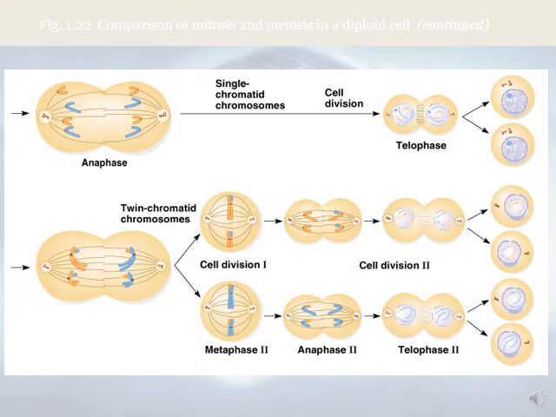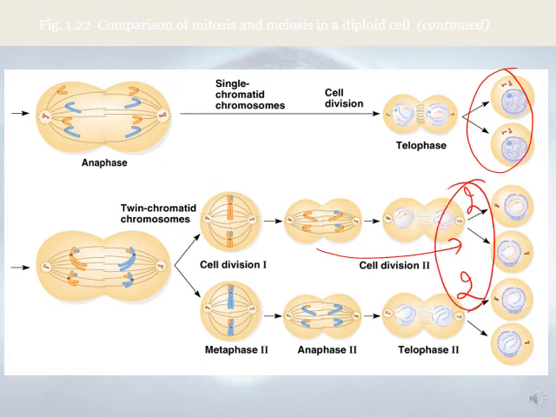Let's now move to the anaphase and the telophase. In anaphase in mitosis, the sister chromatids are pulled apart, and we have at the end 2 daughter cells, and this is the anaphase and telophase. While for meiosis, we have cell division 1, and we have 2 daughter cells at the end, and then we have metaphase 2, anaphase 2, telophase 2, and we have 2 daughter cells. So here we have 2, here we have 2, so the total will be 4 daughter cells, while in mitosis we have only 2 daughter cells.